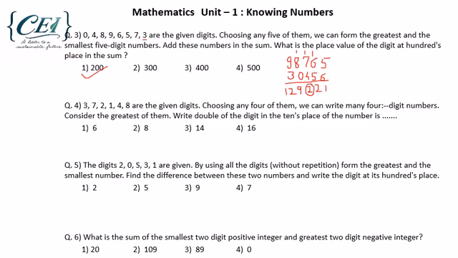Second digit is 7. Third digit is 4. Last digit is 3. So this is the 4-digit greatest number. Double the digit in its tens place. Who is in the tens place? 4. So 4 into 2 gives 8, which is the answer.